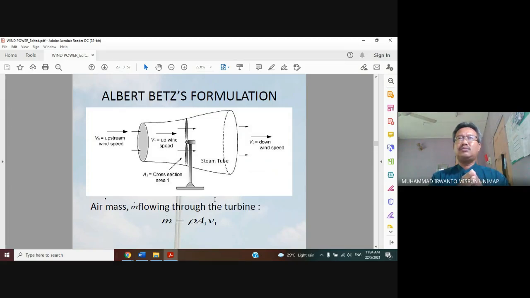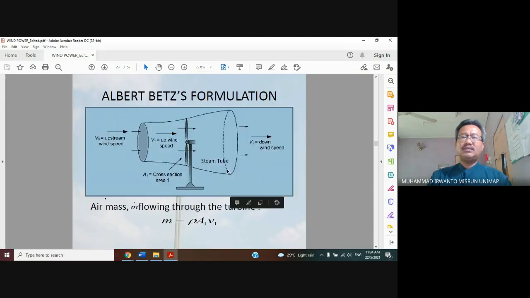that is given by 1 over 2 rho A V power 3 and one coefficient factor. Meaning the difference between the wind power derived by the Albert-Betz formulation and the general wind power is only in the power coefficient, Cp. Now, it is illustrated by this figure.